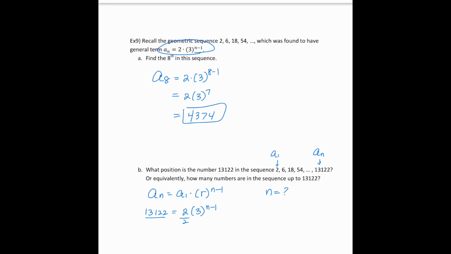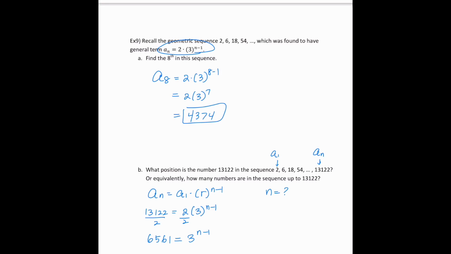So divide by 2 both sides. 13,122 divided by 2, I have 6,561, which is 3 to the n minus 1. And then I'm looking for 6,561 as 3 to the what power here. Okay, so 3 to the what power should equal 6,561. Let's put the ln. We can do that too, right? Or log, whatever. Let's use the one that we know, okay?